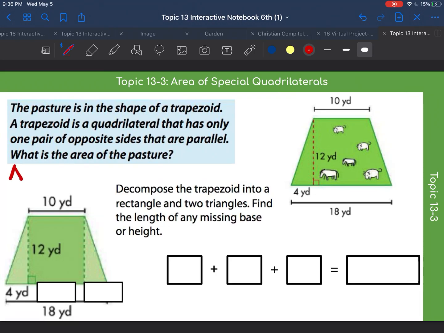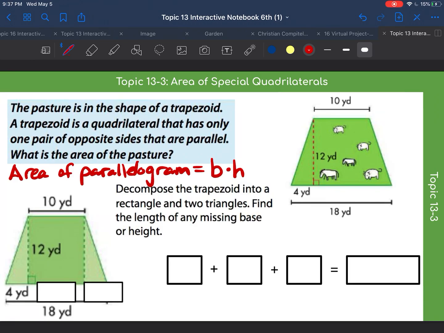The area of a parallelogram is what? How do you find the area of a parallelogram? It is just the base times the height.